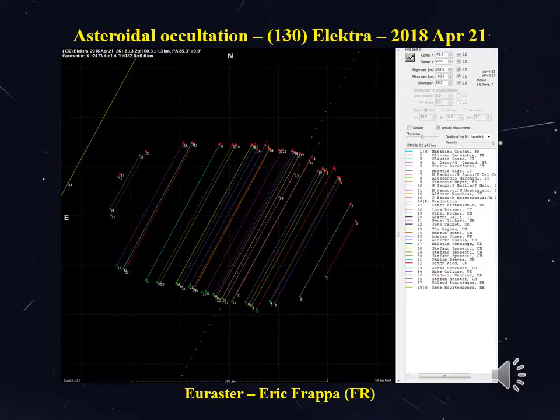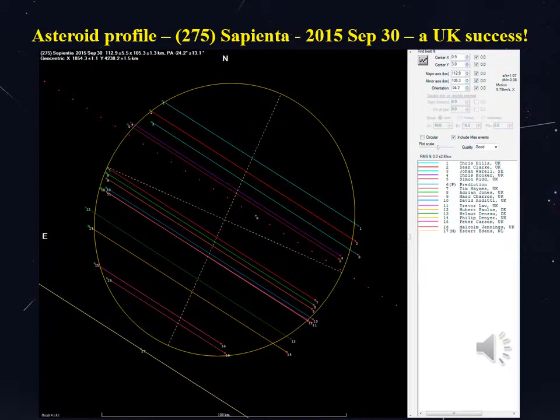And here's one we made earlier, which was Sapienta in 2015. This was totally from UK observers. So someone here has got Edens in the Netherlands. He did not get an occultation, he got a miss, but it's still a valuable observation because it delimits this southern edge of the body.